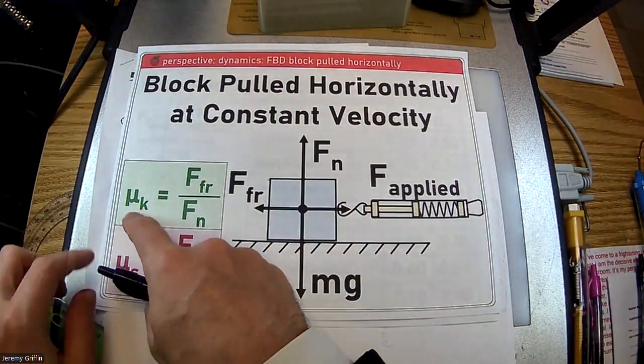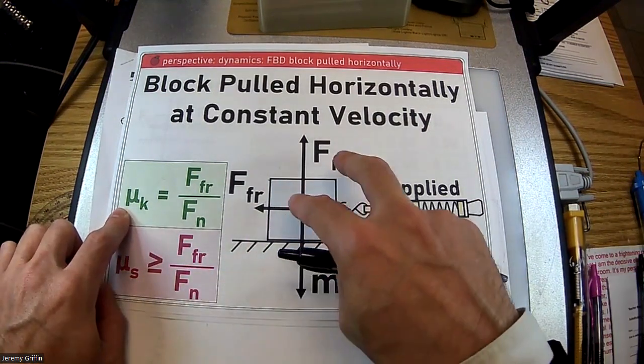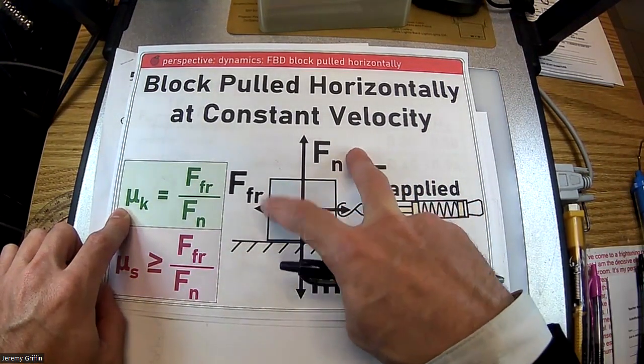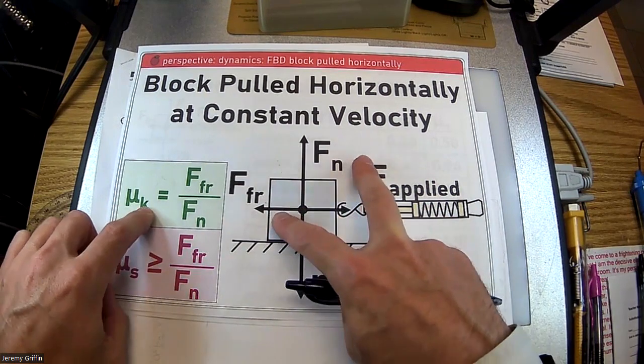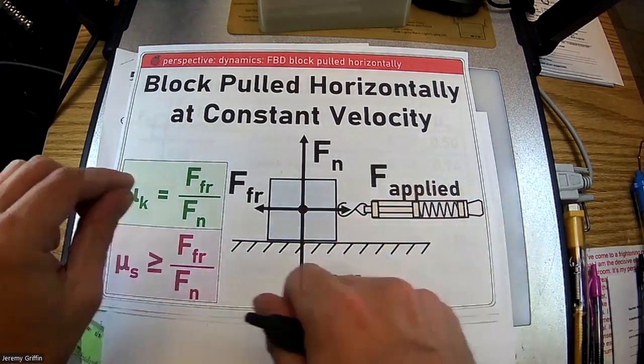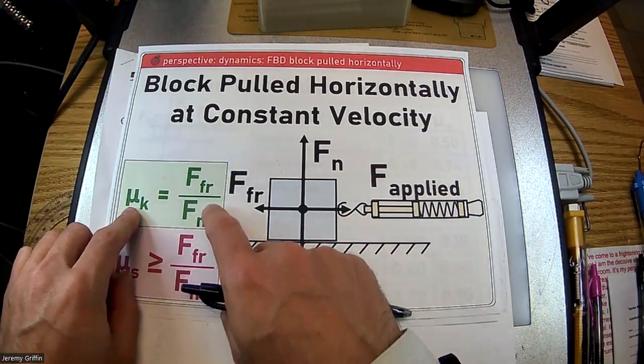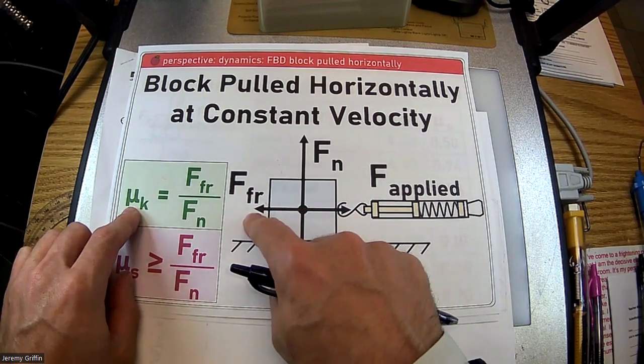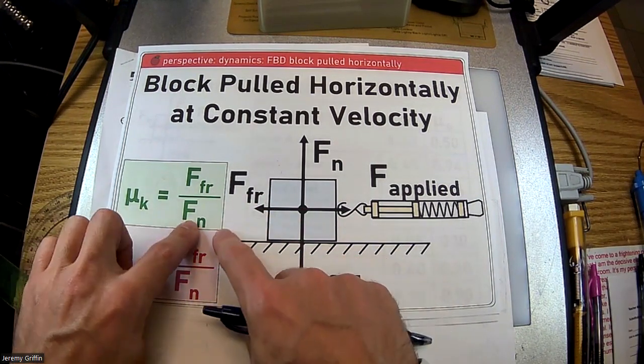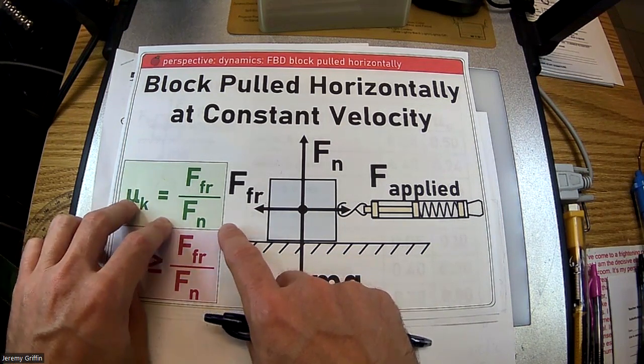So here's the coefficient of kinetic friction, and it's the ratio of these two forces right here: this divided by this. You guys see that, right? Or if you like, you can rearrange it and solve for the friction force. It's the coefficient of friction times the normal force, if I just cross multiply the normal force. Oftentimes you see it that way.